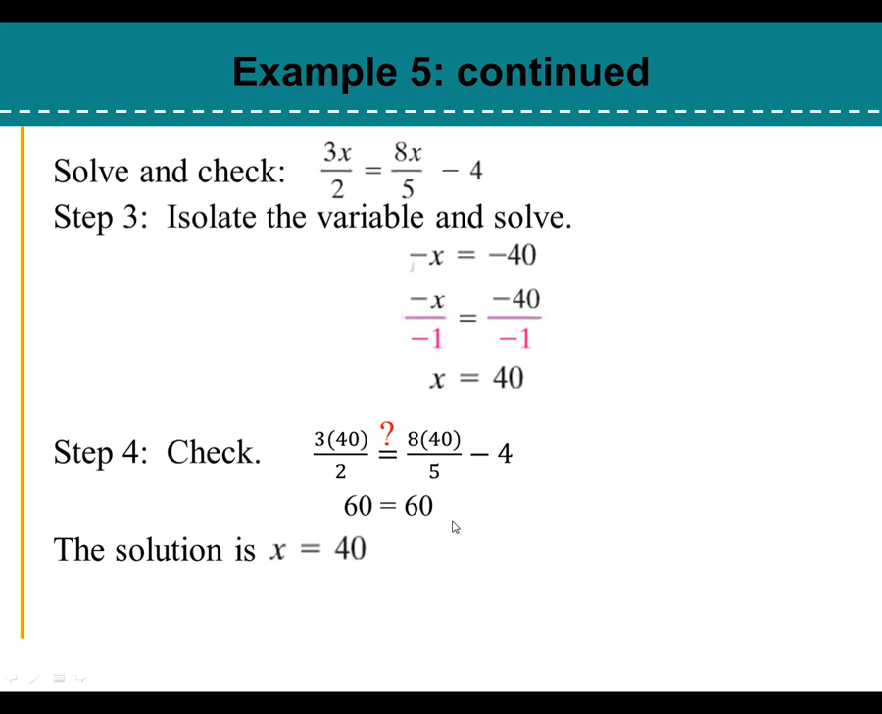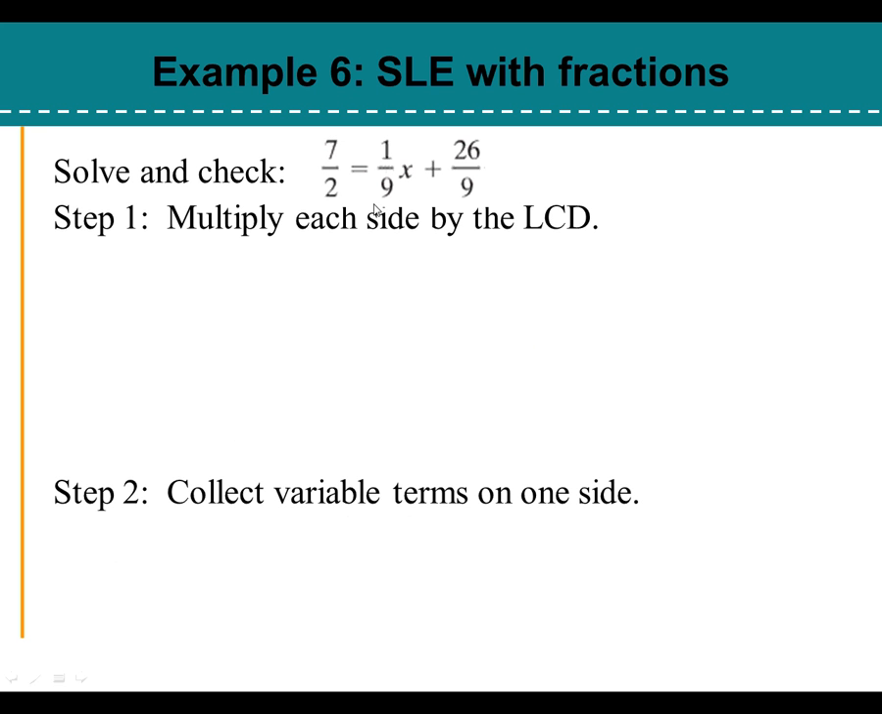Okay, let's go do one more of those. We have 7 halves equals 1/9 x plus 26. So it looks a little different because the x is not actually in the numerator, but it still has fractions, especially with our variable. So we're going to find the LCD between 2 and 9. Hopefully you know that it is 18.